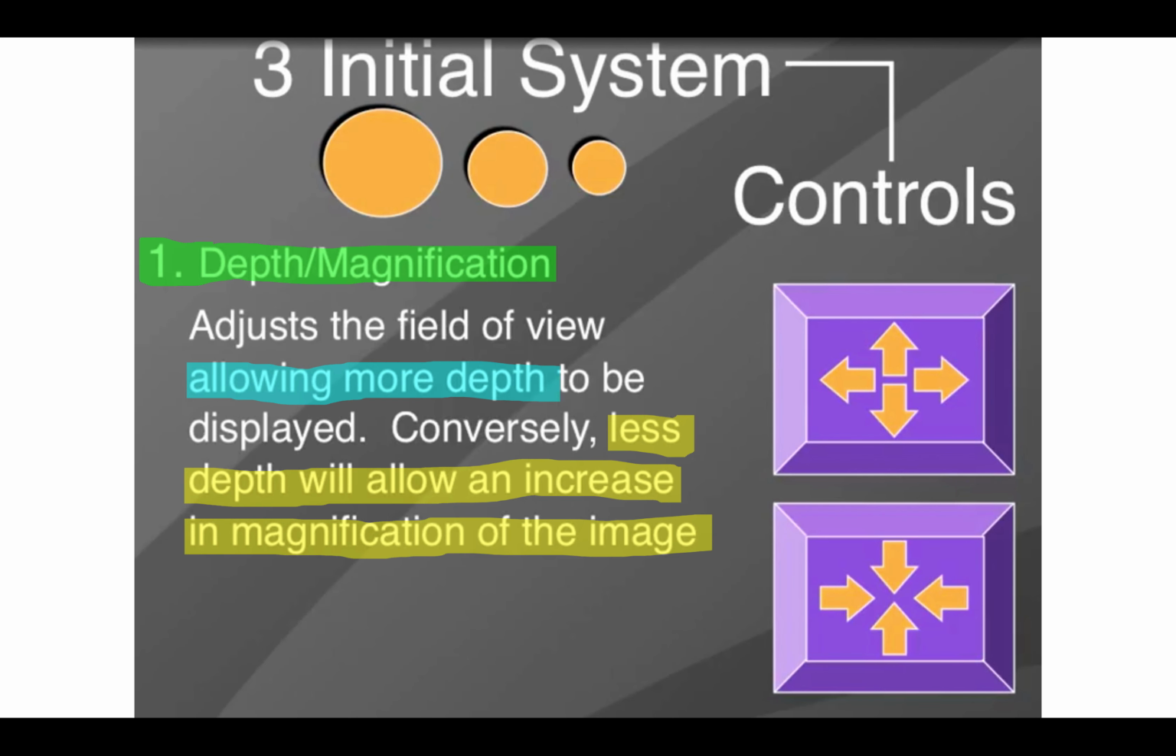So now let's talk more about knobology. There are three initial systems of control. The first one is depth. If we put the probe on the patient and the depth is not enough, too shallow, we can increase the depth. At the same time, if we put the probe on a patient and we have too much depth, we can decrease it, and by decreasing depth we also magnify the image.